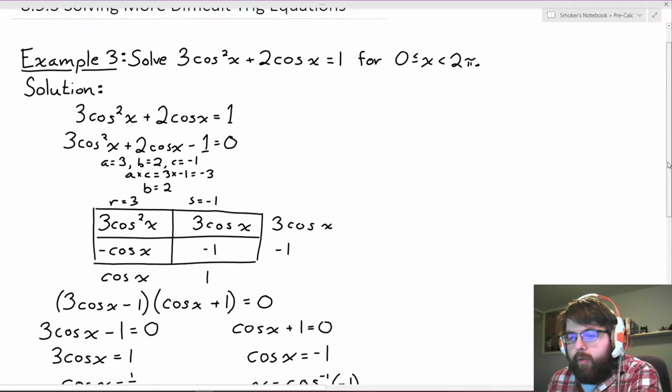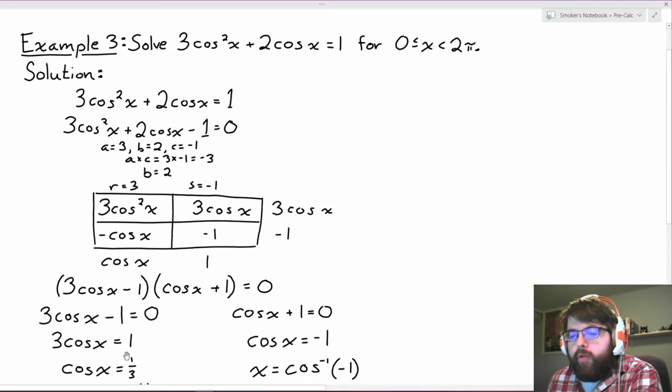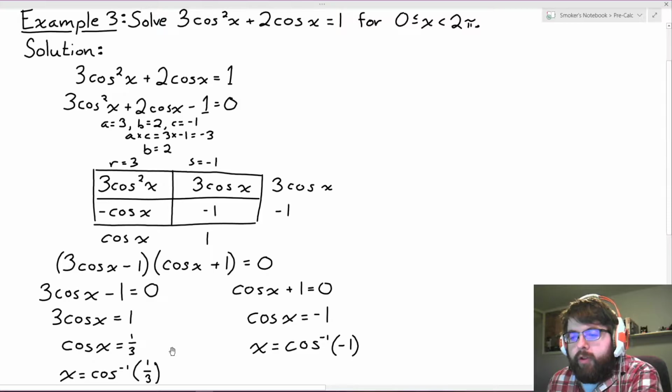On the left side, I take one more step to get there. Then once we have cosine x isolated for both of these, we do inverse to actually solve for x. So my two branches will be x equals cosine inverse of 1/3 on this side, and x equals cosine inverse of negative 1 on this side.